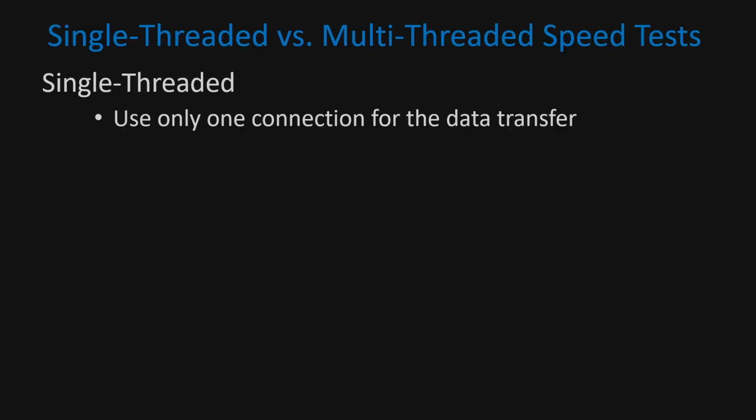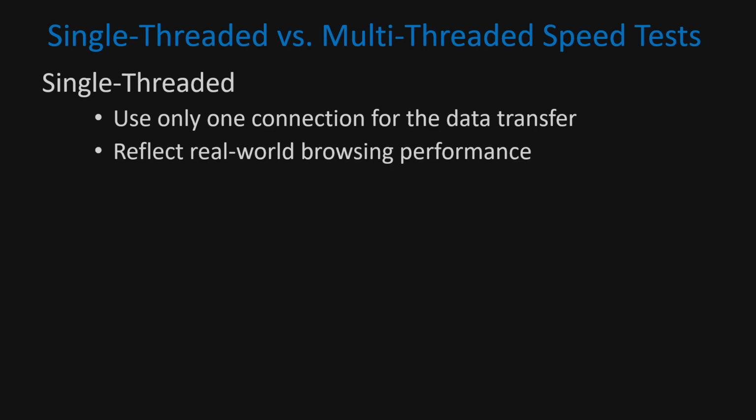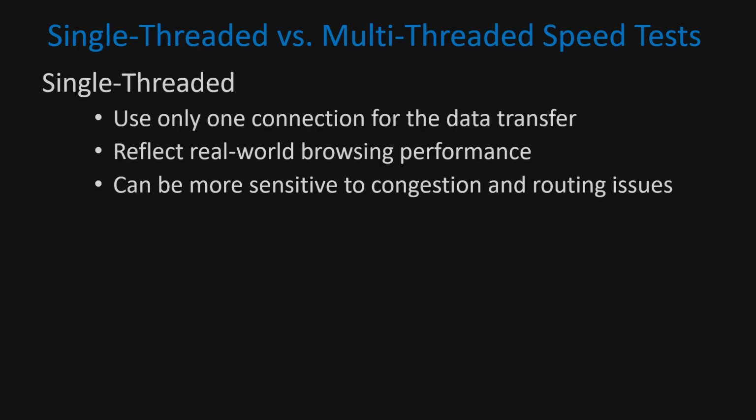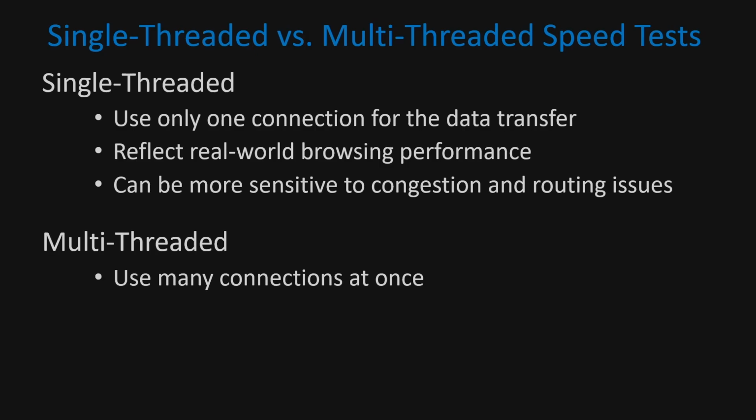A single-threaded speed test uses only one connection for the data transfer at a time. That is, one logical connection. It reflects real-world performance when it comes to things like web browsing. It can be a bit more sensitive to congestion and routing than a multi-threaded test. A multi-threaded test being one that uses many connections at once.